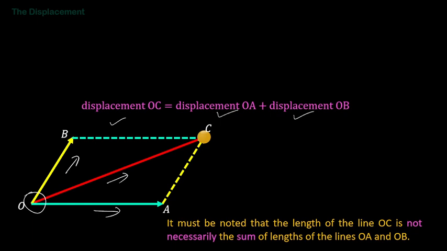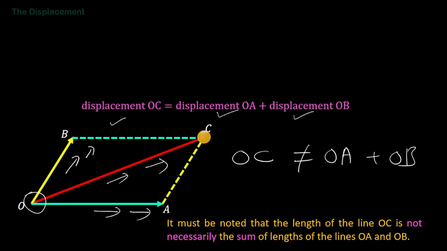It must be noted that the length of the line OC is not necessarily the sum of the lengths of the lines OA and OB. While length is an ordinary scalar quantity, displacement is no ordinary quantity. The displacement is added according to a different law. Here we have said displacement OC equals displacement OA plus displacement OB, considering that displacement OC is equivalent to the displacements OA and OB taking place simultaneously.